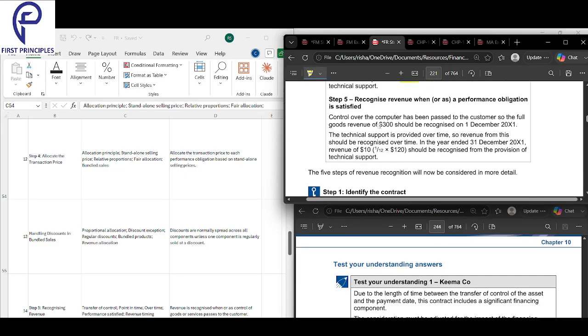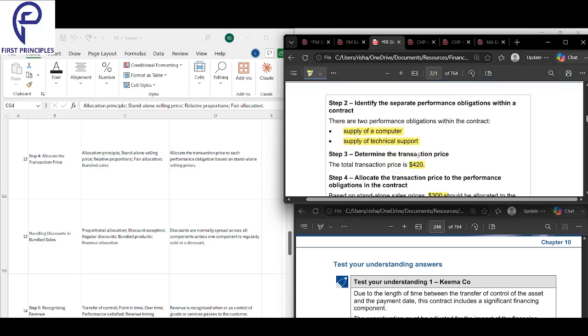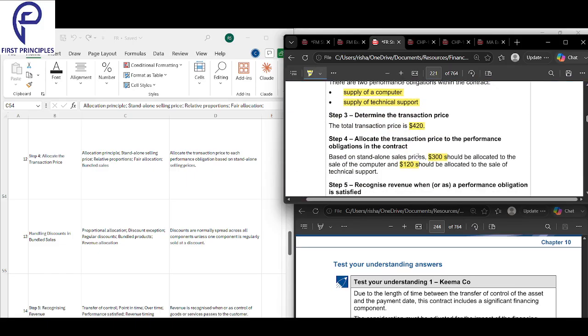So at the end of the year, 300, obviously you delivered the computer. And how many months of service have you given? So here 1 month of service you have given. So totally 300 plus 10, 310 you will recognize as revenue. At the end of the year, total revenue will be 310. Why not 420? Even though he has paid 420, you have not earned 420 technically. 120 relates to 12 months.